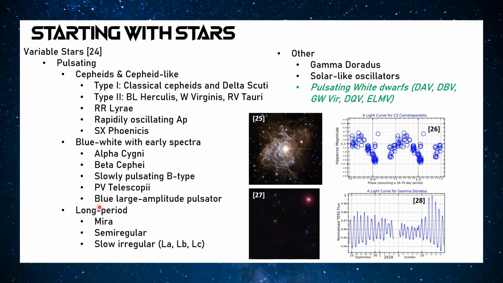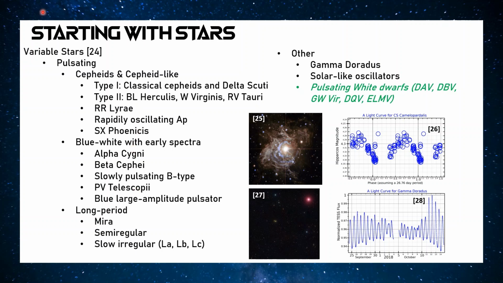And then the PV Telescopii. Sorry, not long periods, but they're small but complex radial velocity fluctuations. And these are helium supergiants, BP stars. And then there's the blue large amplitude pulsators. Pulsars are a different thing. Pulsators, they're very rare, only about 14 I think have been discovered, and they have large amplitude and short period.